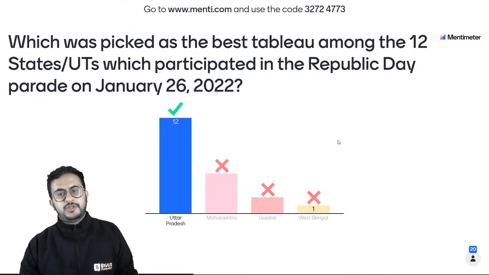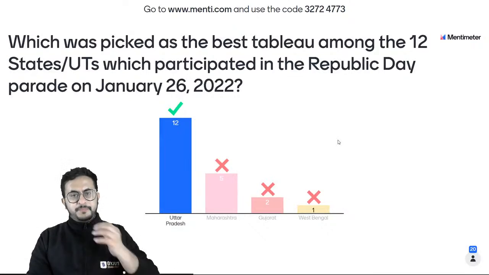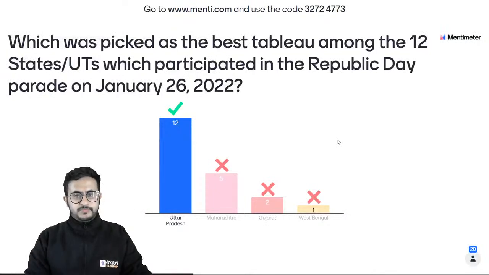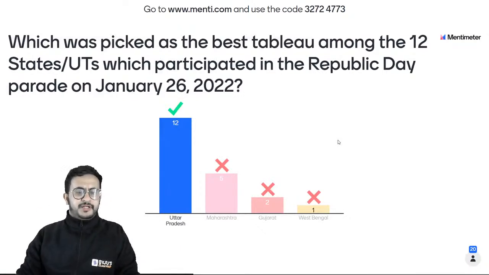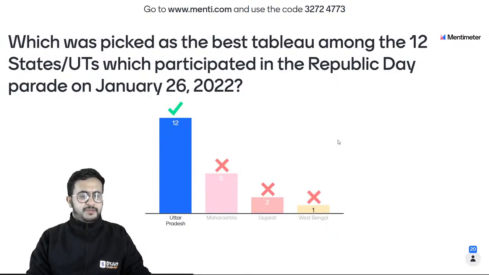Okay, yes, that was Uttar Pradesh, right? Uttar Pradesh had this tableau. It depicted an idol of Maharshi Valmiki writing Ramayana, and on the back side it had a display of the Ayodhya Ram Mandir. So that was adjudged as the best tableau.